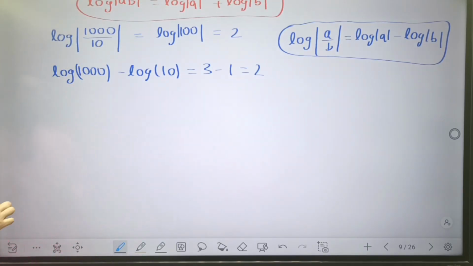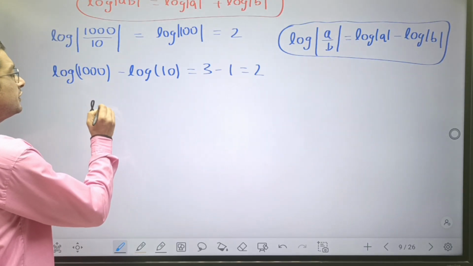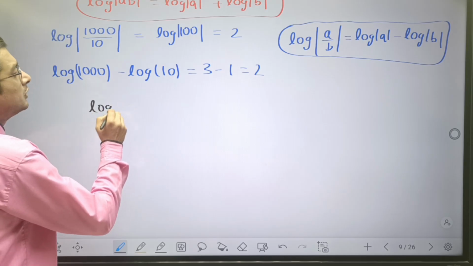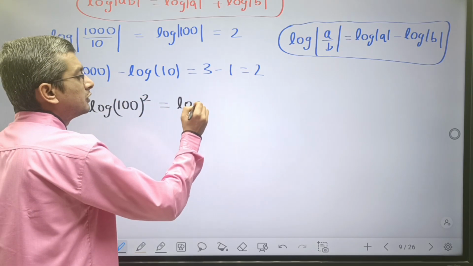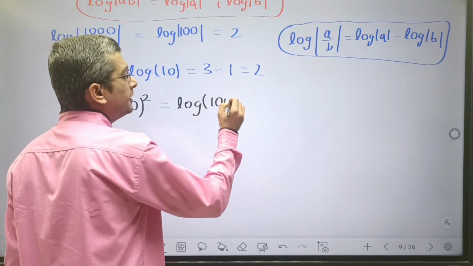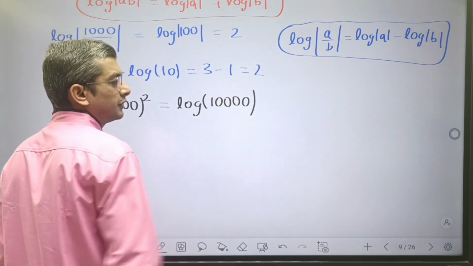Now identity number 3. Suppose we write log of 100 square. So 100 square means 10,000.